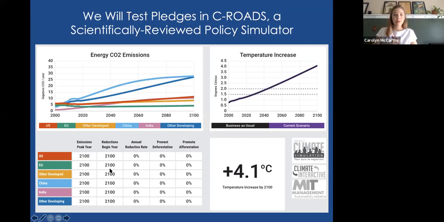And once you submit your proposals, we will be entering those decisions into the C-ROADS model here. So you'll become more familiar with this model. And what it will do is give you immediate feedback on the impacts of those decisions on temperature, global temperature increase.